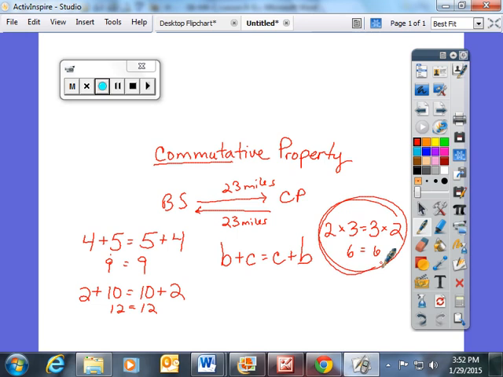Okay? Addition and multiplication are commutative. Switching orders of numbers does not change answers. And you can use variables to represent this property. And that was the sum of Lesson 8.